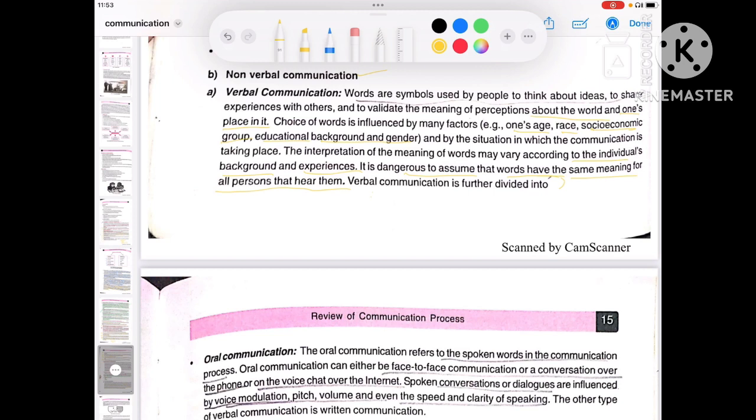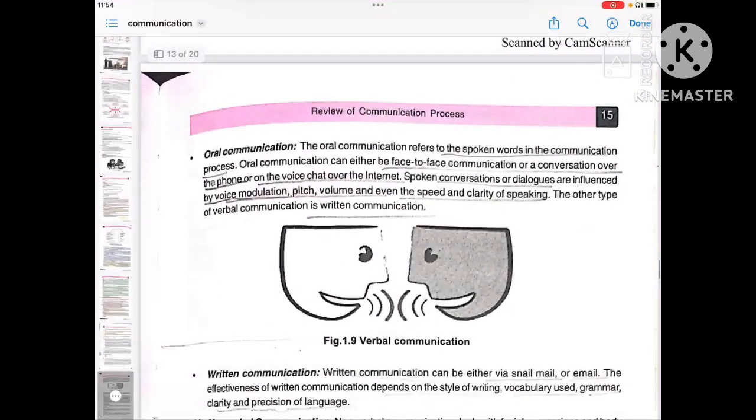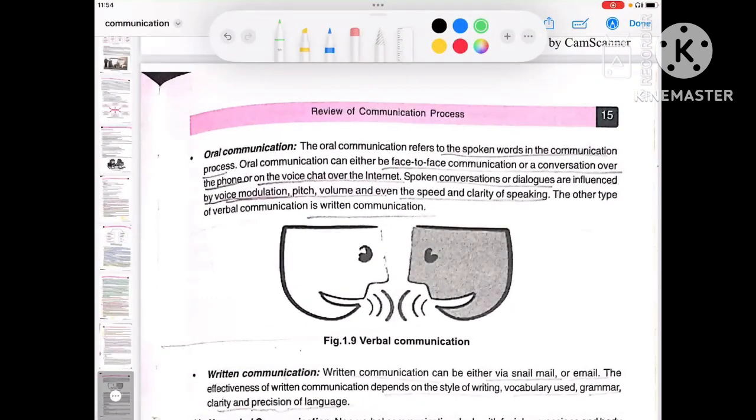You have seen it is very dangerous to assume that words have the same meaning for all persons who hear them. They will speak something and other people understand something else, so they couldn't communicate properly. So we need a proper common medium for communication, and we need proper understanding of the language. In verbal communication, the first one is oral communication. What is oral communication? Oral communication refers to speaking words in a communication process. They have to speak the word.